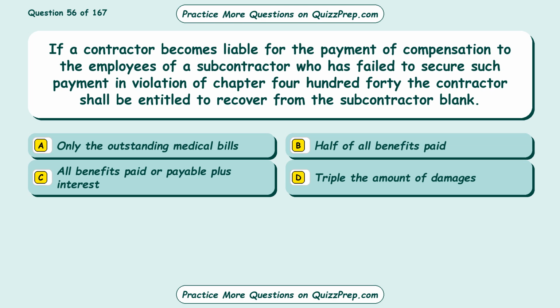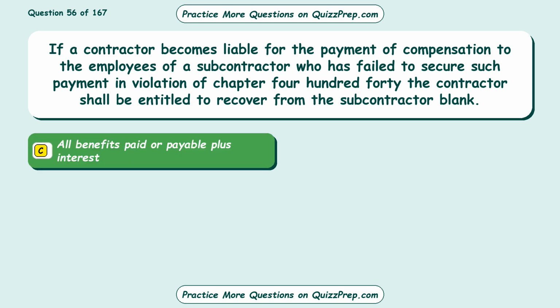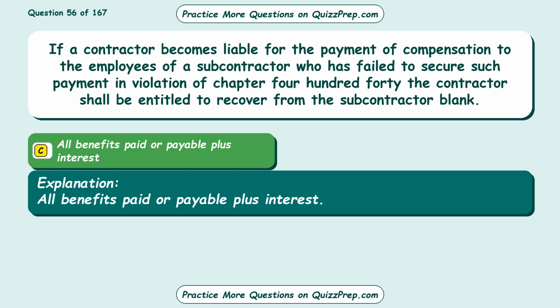Question 56. If a contractor becomes liable for the payment of compensation to the employees of a subcontractor who has failed to secure such payment in violation of Chapter 440, the contractor shall be entitled to recover from the subcontractor blank. Option A. Only the outstanding medical bills. Option B. Half of all benefits paid. Option C. All benefits paid or payable plus interest. Option D. Triple the amount of damages. The correct answer is option C. All benefits paid or payable plus interest.